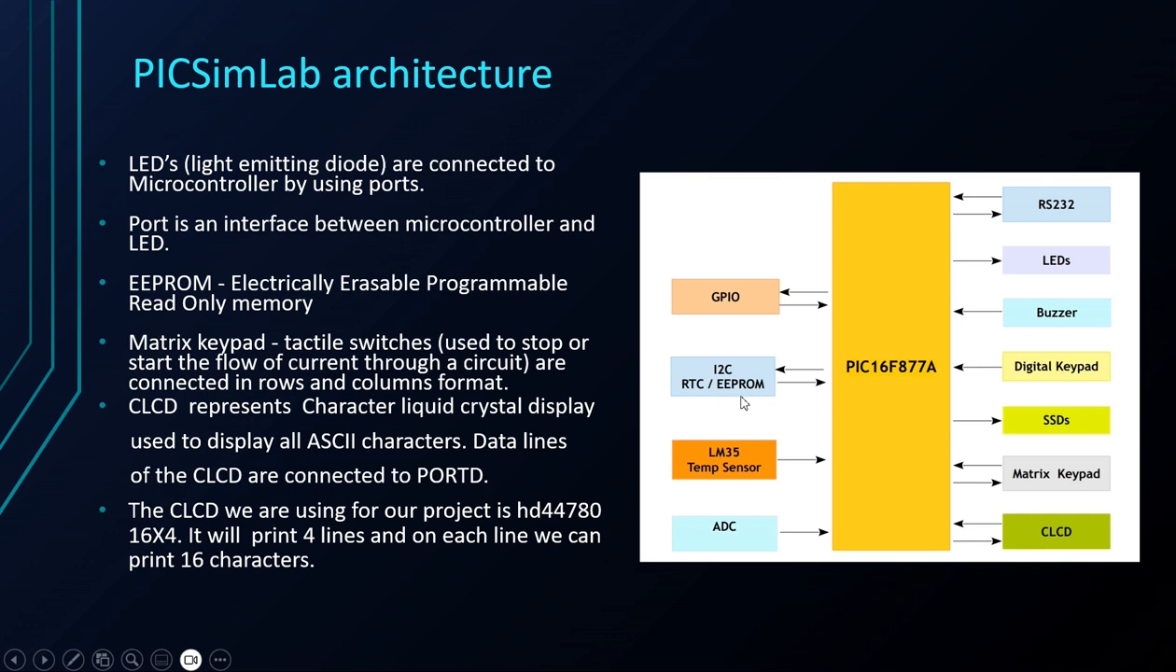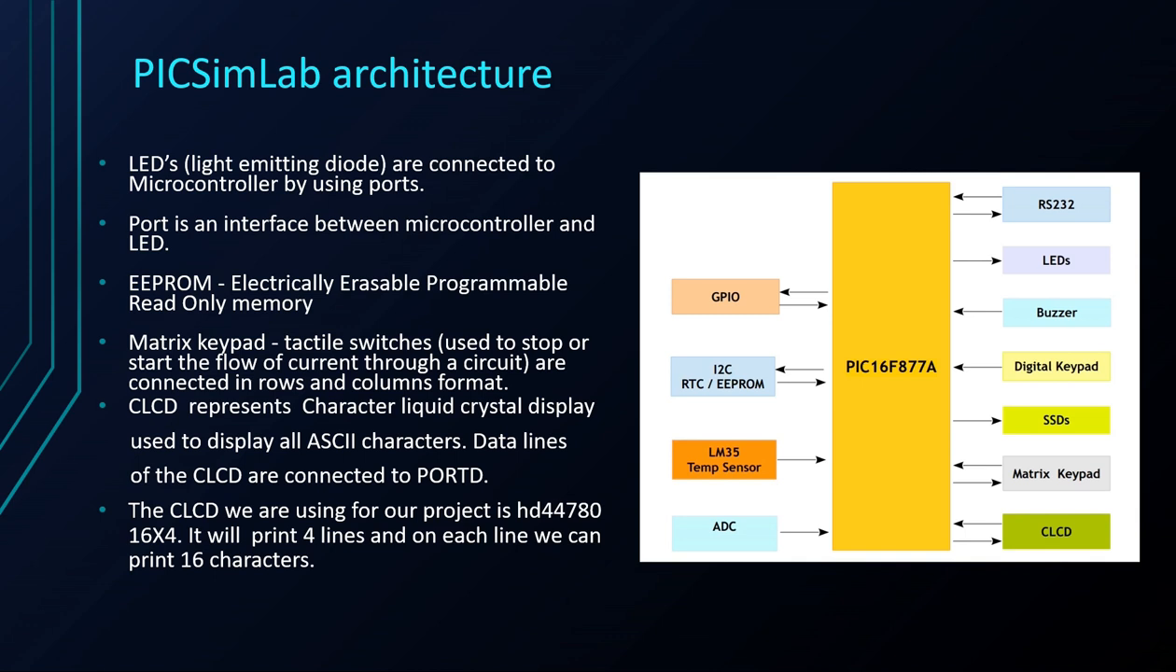On the left side we have an EEPROM, that stands for electrically erasable programmable read-only memory. In our project we are using the matrix keypad, where the tactile switches that are used to control the flow of the current through a circuit are connected in rows and column format. And we are also using a CLCD, which represents the character liquid crystal display used to display all ASCII characters. Data lines of the CLCD are connected to port D.